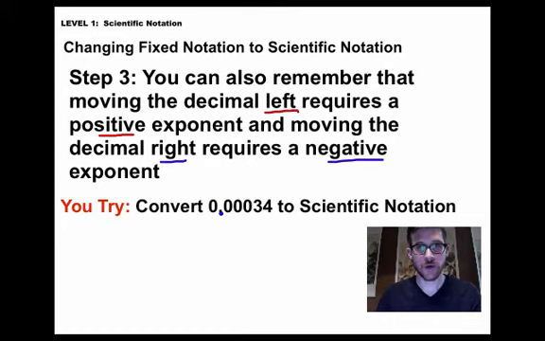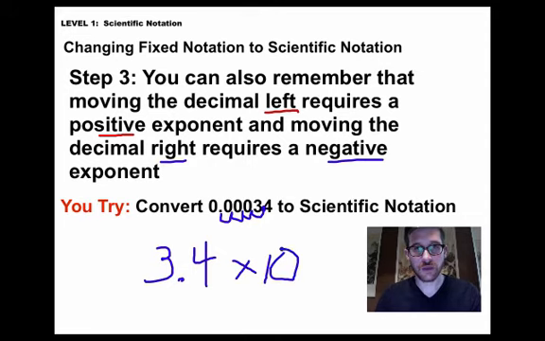Alright, so here we go. We're going to move that decimal 1, 2, 3, 4 times here now to put that decimal right after the 3. So I'm going to do 3.4. And I'm going to say, alright, it's times 10, because it's always times 10. And then I'm going to ask myself, how many movements? It was 1, 2, 3, 4 movements.